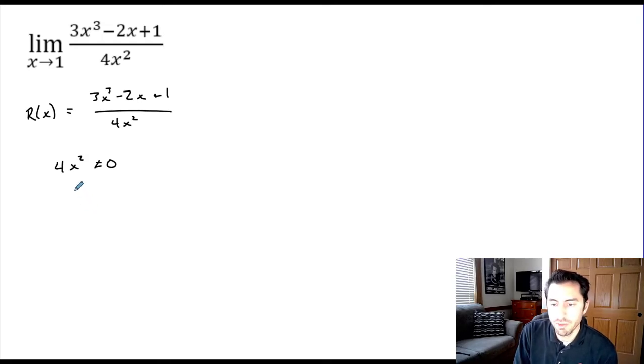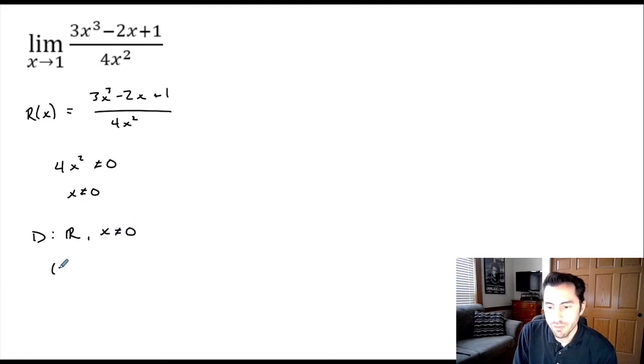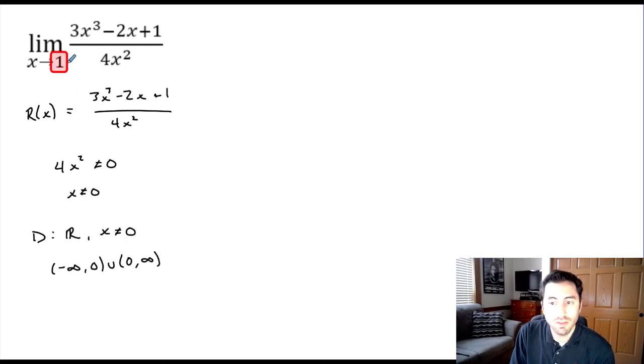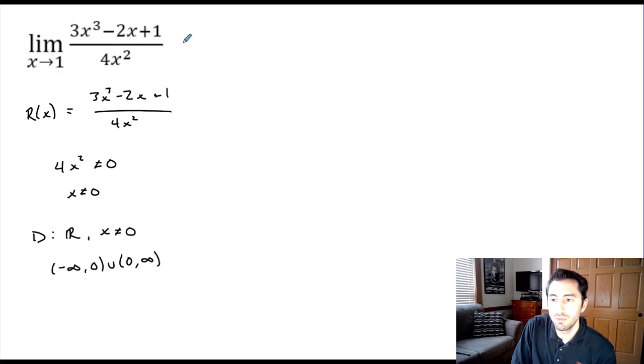So the only thing that would make this equal to 0 is 0. So x cannot be 0. So our domain is everything but 0. So I could say all real numbers except x cannot equal 0. Or if I want to write this in interval notation, I would say negative infinity to 0, union 0 to infinity. Okay, so now that we know our domain, we can take a look at our value for c, and this is 1. 1 is in the domain, so we can just use our limit of a rational function property to evaluate this.